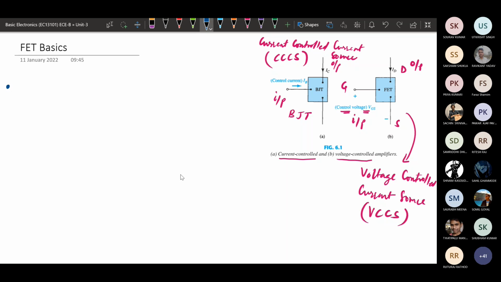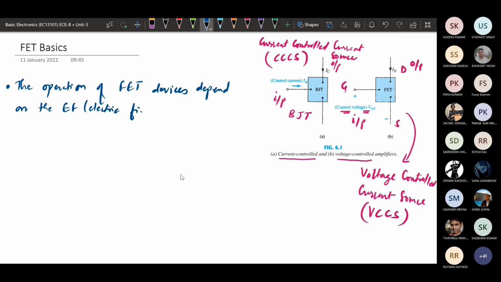So the operation of FET devices depends on the electric field intensity produced in the channel region.